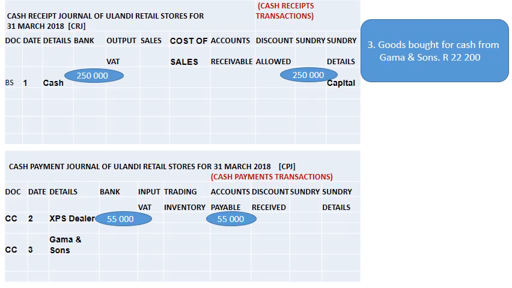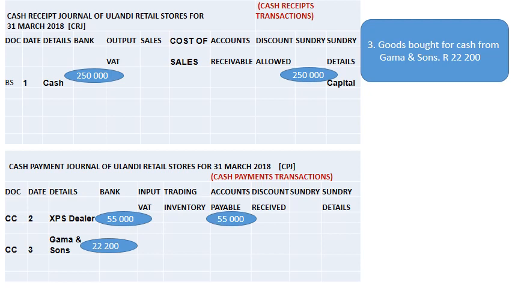We will then go to source document and show the check counterfoil, the date this transaction took place on the 3rd, the details of the payment. We paid Gamma and Sons. Under bank, the amount paid was 22,200 rand. Because we were paying for inventory, it qualifies for VAT because these are goods that we purchased.